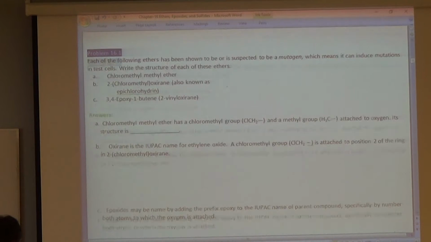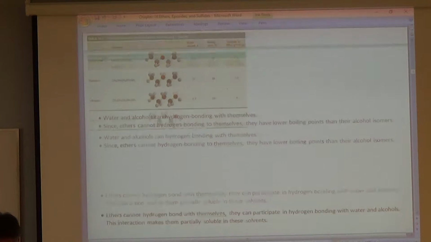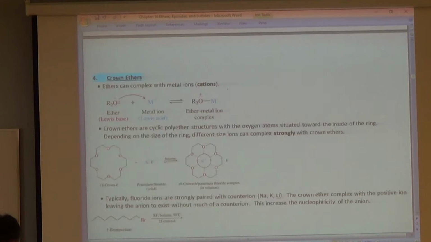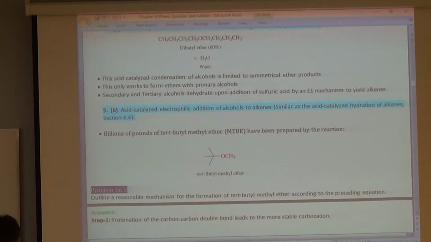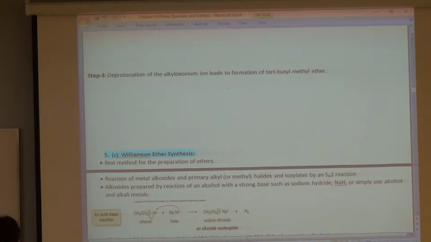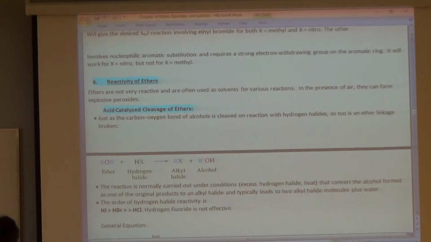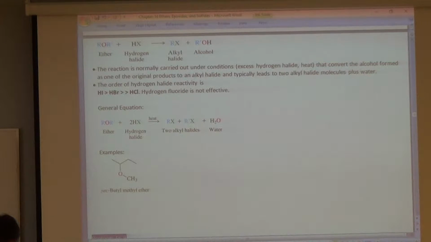Okay, so one reaction of ethers is with hydrogen halides, HBr, HCl, and this pretty much cleaves the carbon-oxygen bond. Here is the reaction, the examples.